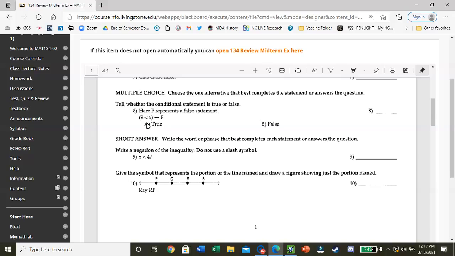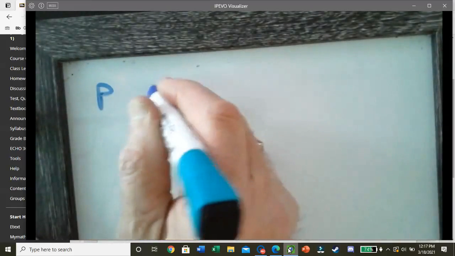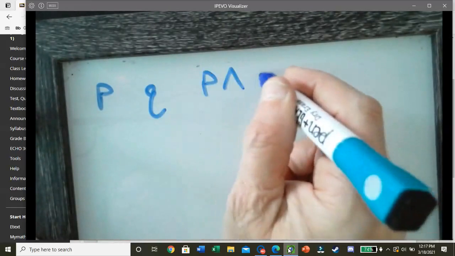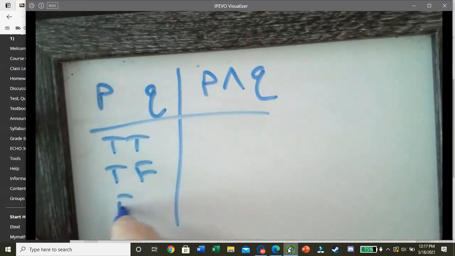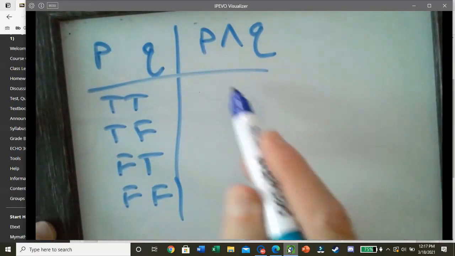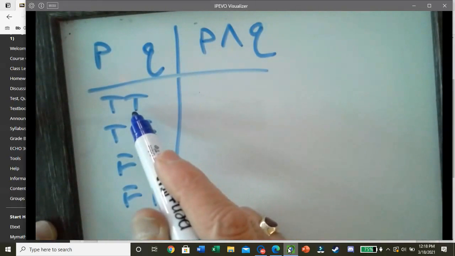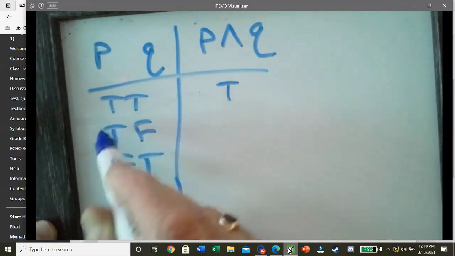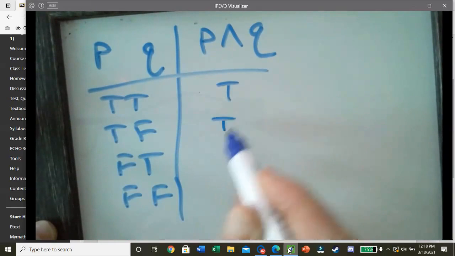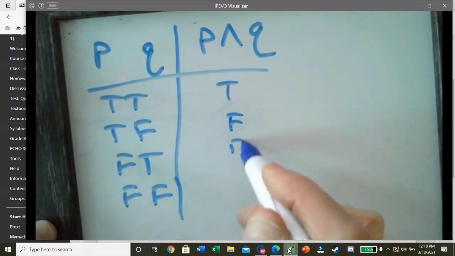Let's go over something about truth tables real quick. All right. We've got P, Q, P and Q, right? True, true, true, false, false, true, false, false, right? P and Q is true only when both are true. If P is true, Q is false, it's false. False, false, false, right?